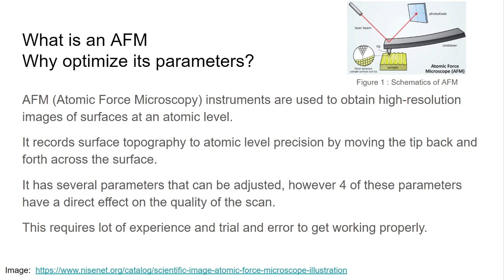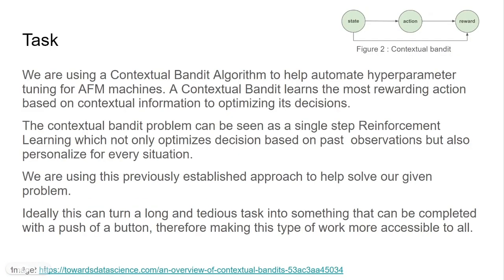It has several parameters that can be adjusted. However, 4 of these have a direct effect on the quality of the scan. This requires a lot of experience and trial and error to get it working properly. So we are using a contextual bandit algorithm to help automate hyperparameter tuning for AFM machines.